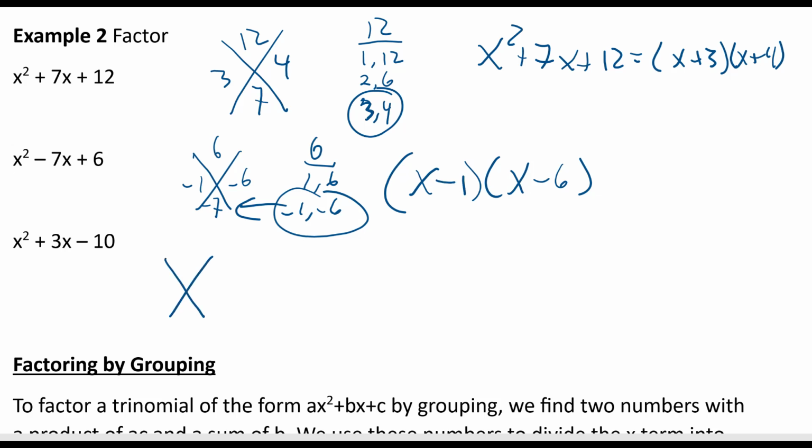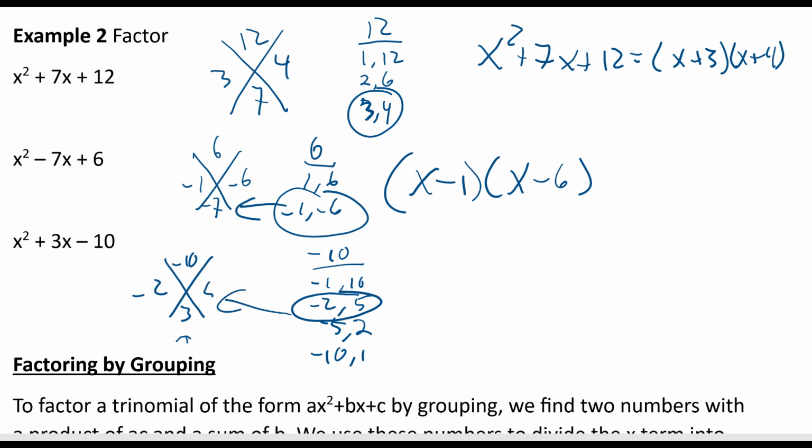And our last one, put the negative 10 on top and the 3 on the bottom. So for negative 10, I'll look at some factors: negative 1 and 10, negative 2 and 5, negative 5 and 2, negative 10 and 1. We'll get through this. I'm looking again for the sum to be positive 3, and negative 2 and 5 gives us that. So this would factor to be x minus 2 times x plus 5.